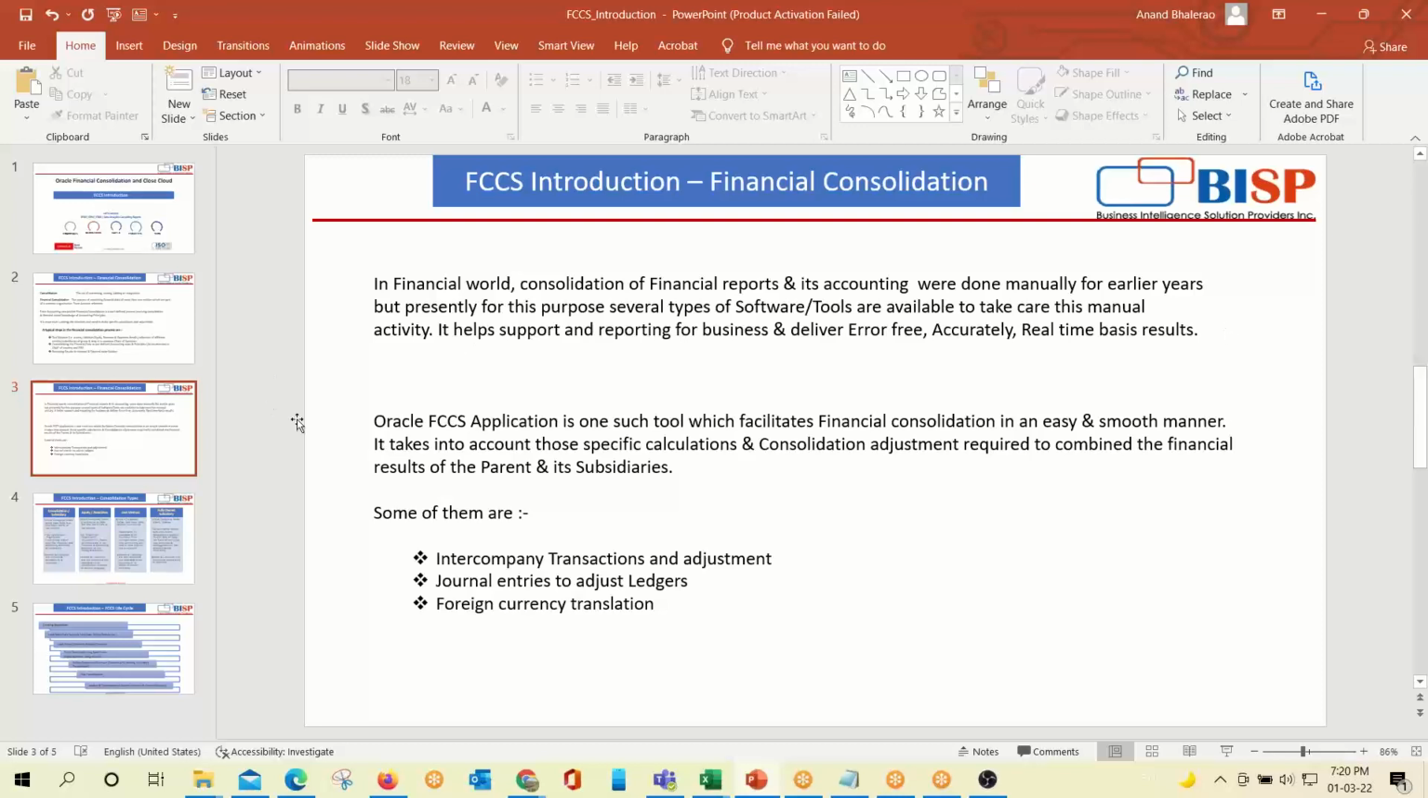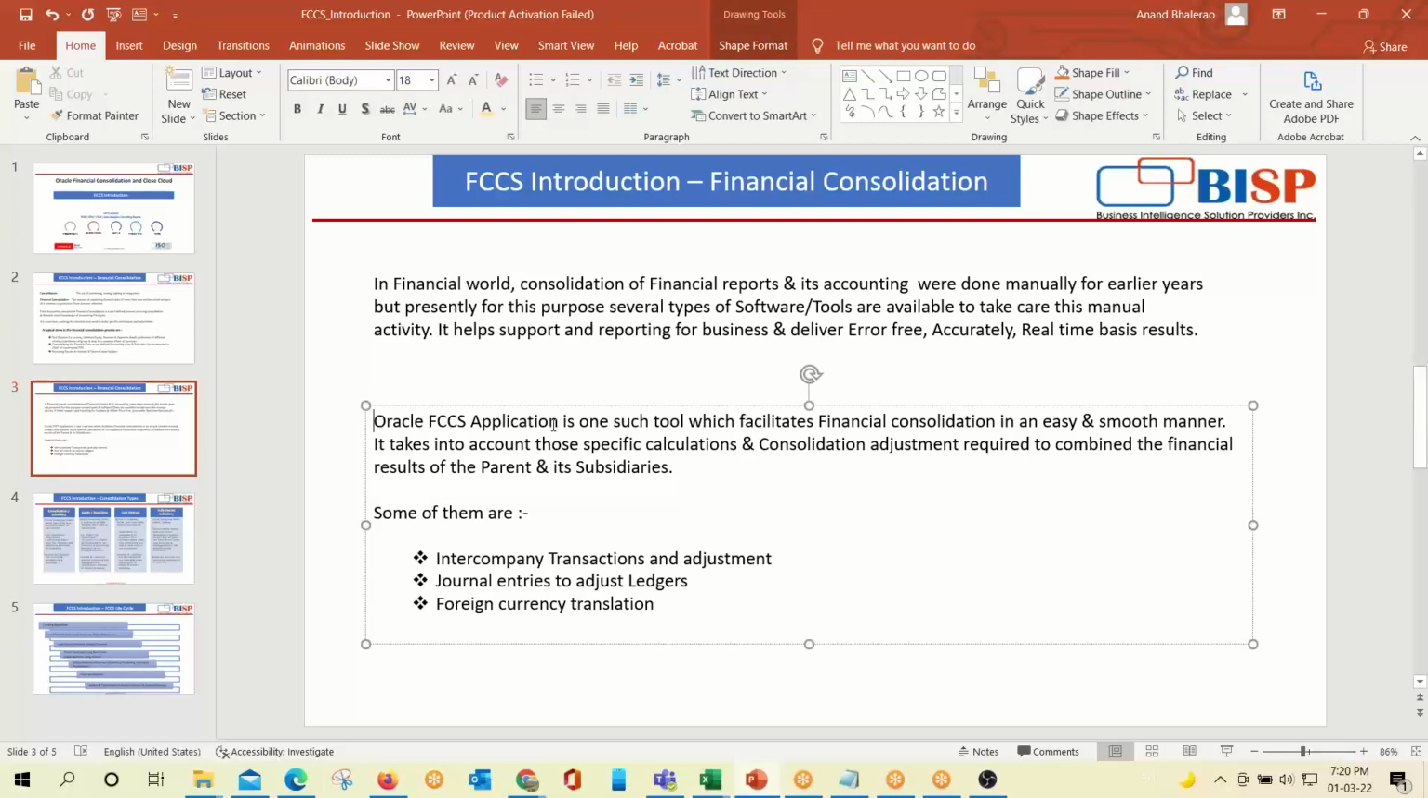The Oracle FCCS application is one such tool which facilitates financial consolidation in an easy and smooth manner. It takes into account the specific calculations and consolidation adjustments required to combine the financial results of the parent and its subsidiary. That is, this FCCS application of Oracle enables the financial consolidation of different entities. It has eased our work now.